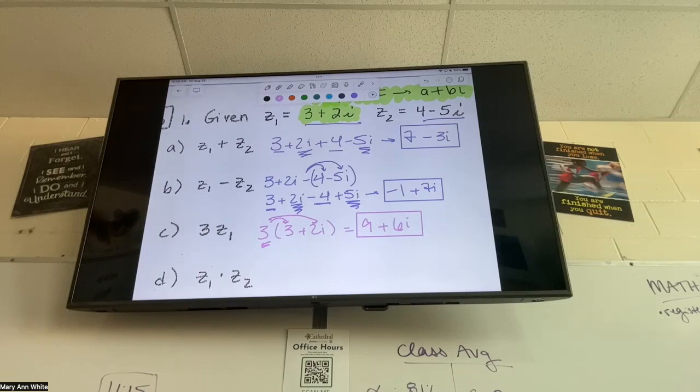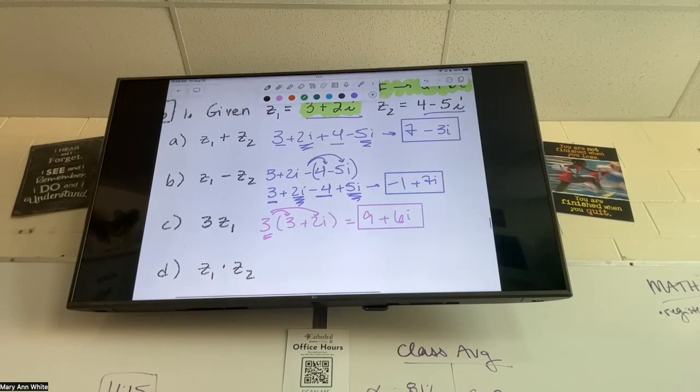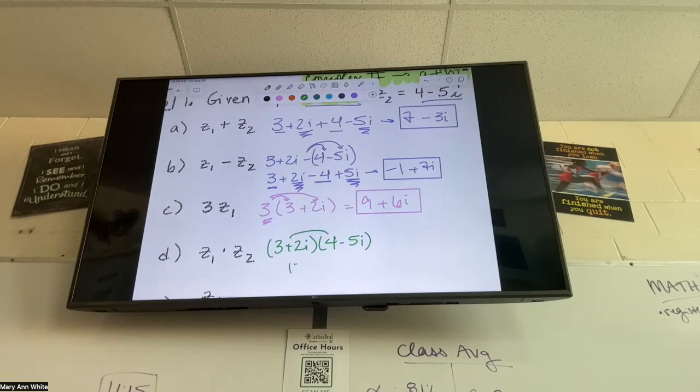Right. Now, when I multiply two of my complex numbers, that's where things get a little bit funny. So I'm going to multiply 3 plus 2i times 4 minus 5i. And again, I'm going to treat it like a variable. You can treat i just like a variable. I'm going to multiply, I get 12 minus 15i plus 8i minus 10i squared.